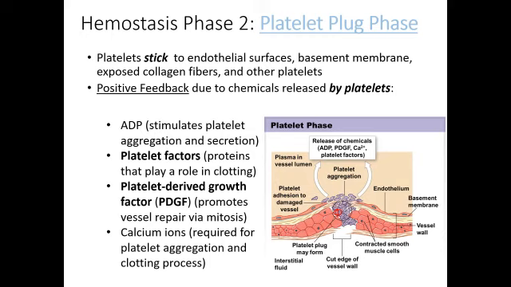They're going to release ADP, as the video said. ADP automatically stimulates more platelets to arrive at the scene and to start sticking to each other. Again, once a platelet sticks to something, it releases more ADP. More ADP causes more platelets to come over and stick to each other, and so ultimately this is going to intensify the process quite significantly, also quite rapidly. What's also happening here is that the platelets are going to release platelet factors. These play a role in clotting.